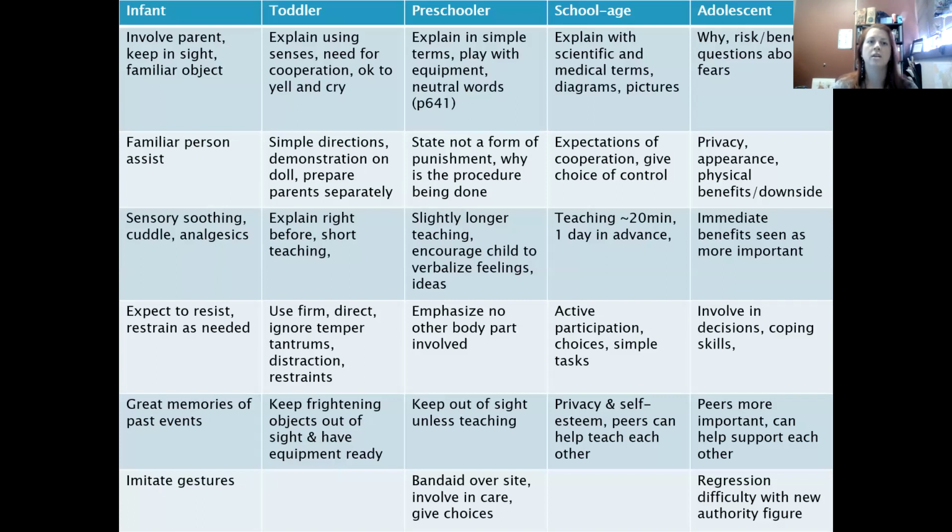The toddlers, they're going to start being a little bit more vocal. They may say that no word. Remember, that's their favorite word at that age. Really simple directions, like 1 to 2 word directions at this age.